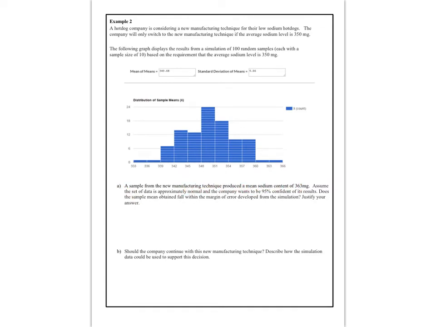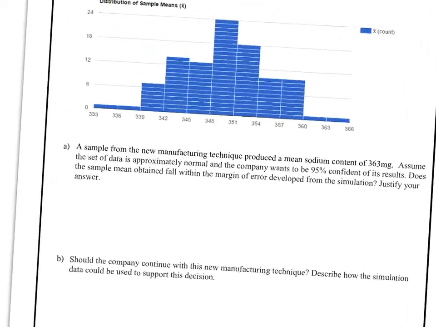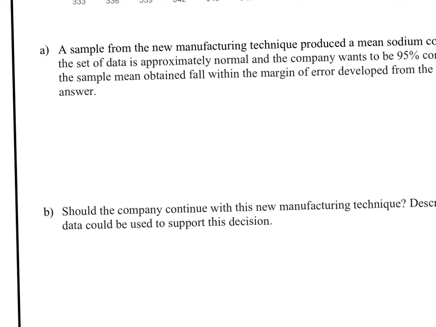So part A. The mean sodium content is 363 from the sample. Assume that it is approximately normal, and we want to be 95% confident. There's your plus or minus 2 standard deviations. Does the sample mean obtained fall within the margin of error developed? So we have to figure out our confidence interval, which is the mean plus or minus 2 standard deviations. We have the mean up above at 349.68, and we're going to get going with that.